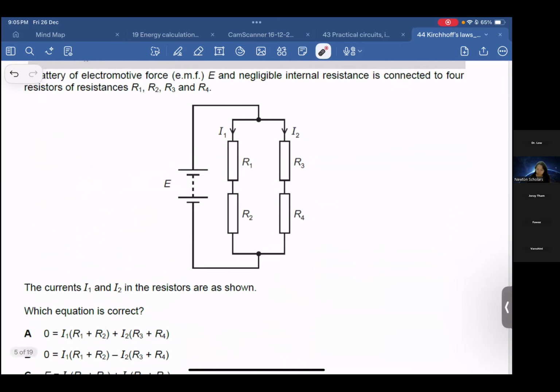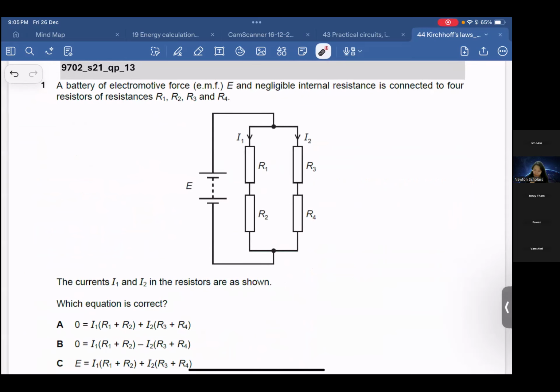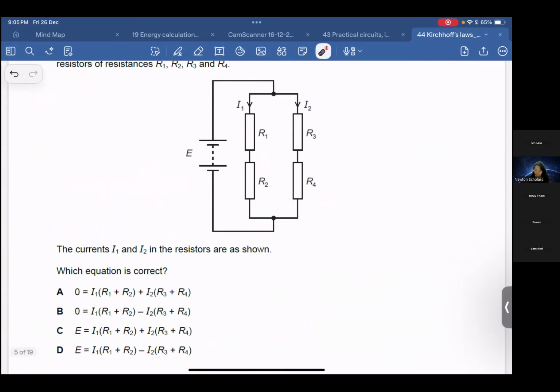Okay, we go here. This is a battery of EMF E and negligible internal resistance connected to four resistors of resistance R1, R2, R3. The currents are I1 and I2 in the resistors as shown. Which equation is correct? Do it and then tell me A, B, C, D. Which one is correct?